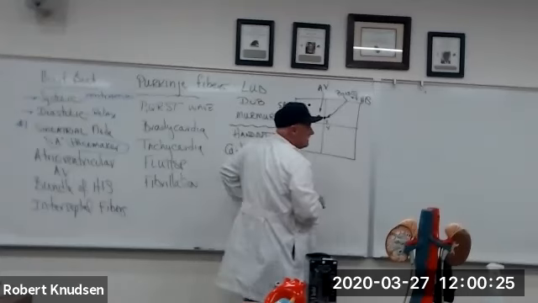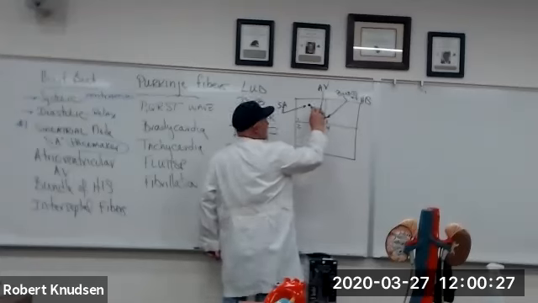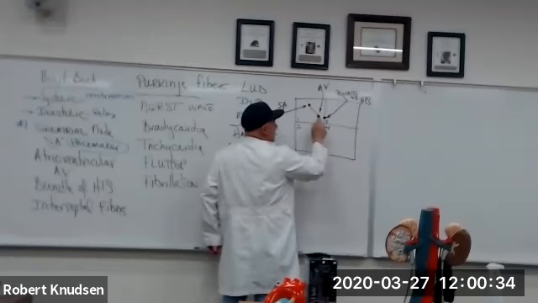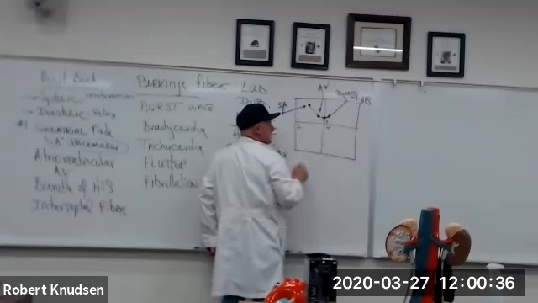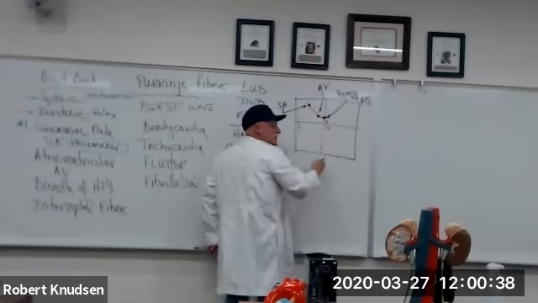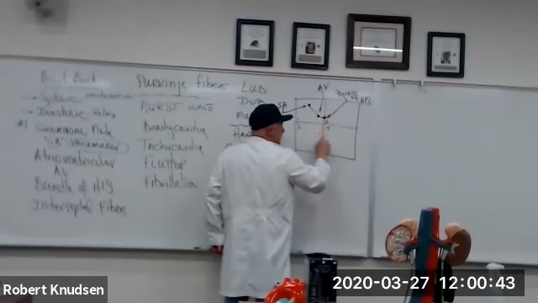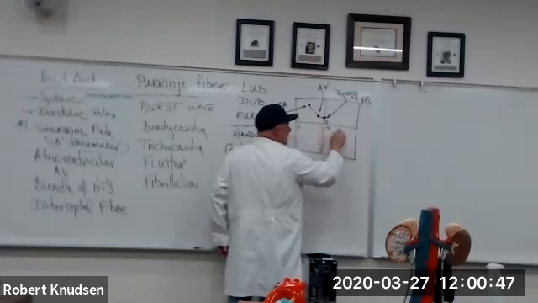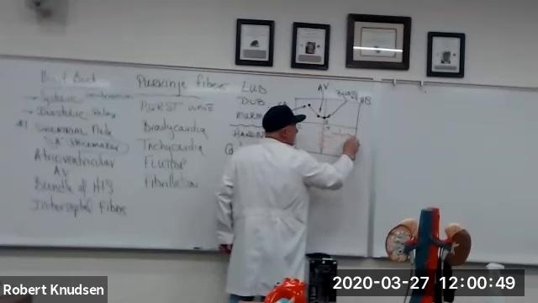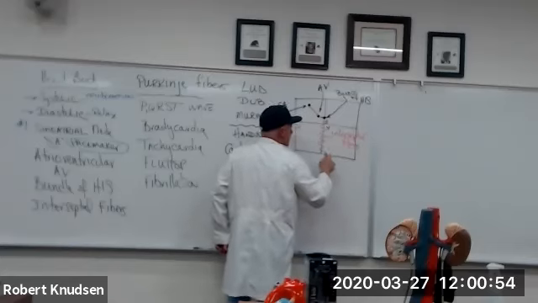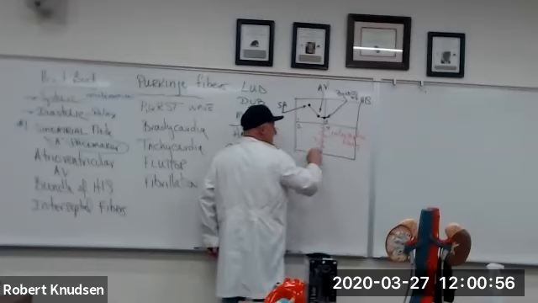Then I'll do it in red so you can see it. So it goes from SA, that's where it begins, to AV. From AV, it goes to the bundle of His. From the bundle of His, this is a septum, the septum that divides the right and left half. It travels down there, and these are fibers called interseptal fibers. From there, they branch out.